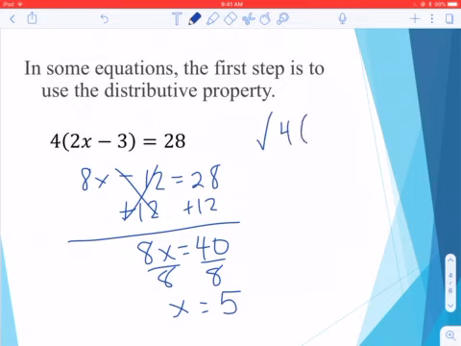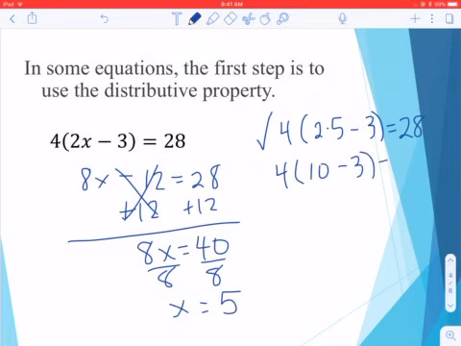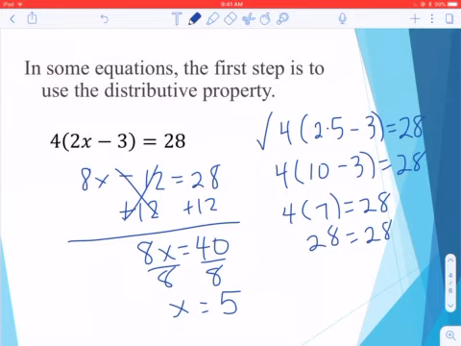Go back for your check. It's going to be 4 times 2 times 5 minus 3. And I'm checking, does it equal 28? So multiplication first, 10 minus 3. And then I have 4 times 7, and I'm checking if that equals 28. And since I have 28 equals 28, I have a true solution.